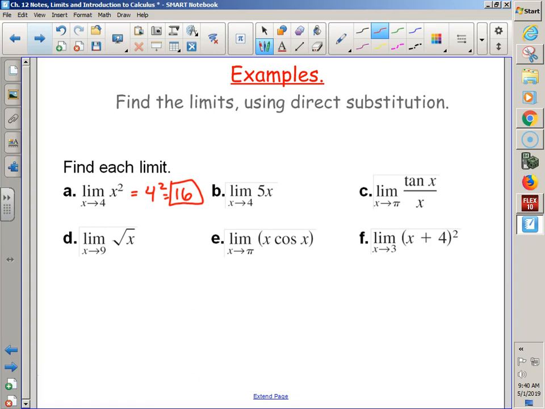16 is where it's headed and where it's at. How about 5x? Oh, it's a polynomial. I mean, it's a line, but whatever. It's nicely behaved, so I can just plug in and say, oh, hey, it's headed to where it's at, 20. Tan of x over x. Oh, my goodness. Tangent has vertical asymptotes at pi over 2, but not at pi. Tangent's just fine at pi. So I can just plug in tangent of pi all over pi, and guess what tangent of pi is? Tangent of 180. Tangent of pi. Yeah. 0 over pi is 0.